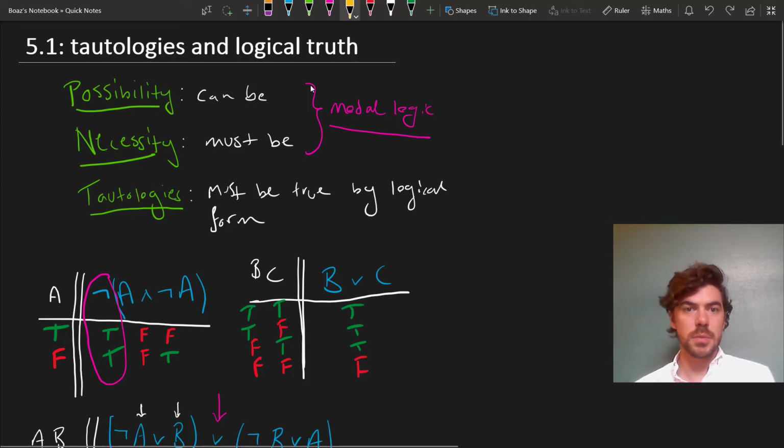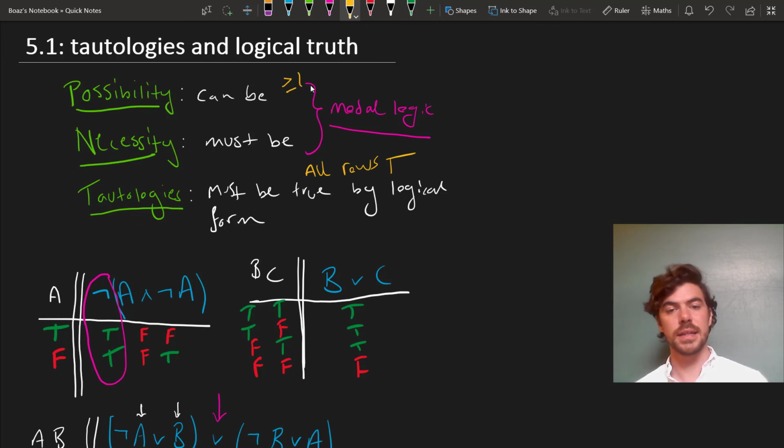So if it's possible, it has at least one row true. If it's necessary, and if it's a tautology, it has to have all of them true. And that's how we can show that something is a possibility or a tautology using our truth tables.